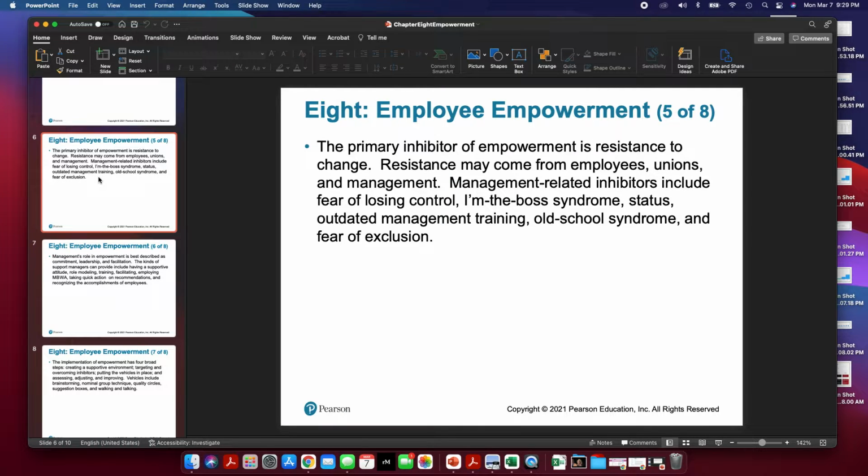Now, the primary inhibitor of empowerment is resistance to change. Resistance may come from employees, unions, and even management. Management-related inhibitors include the fear of losing control. This is where micromanagers seem to have a problem with giving people responsibilities and not allowing them to think for themselves. It's the whole I'm the boss syndrome. Status of I'm important and you're not. It's an old school syndrome, and one caused by a fear of exclusion and insecurity.